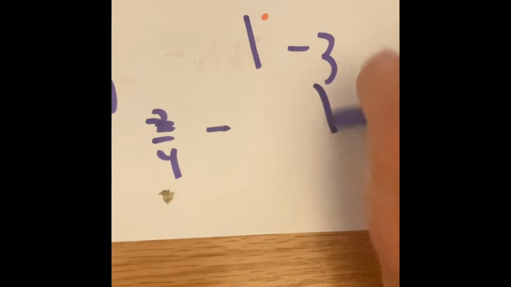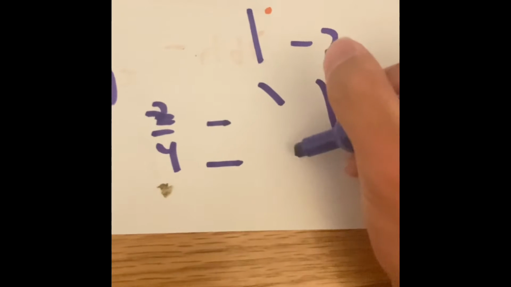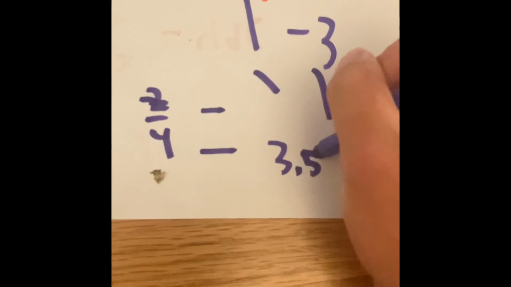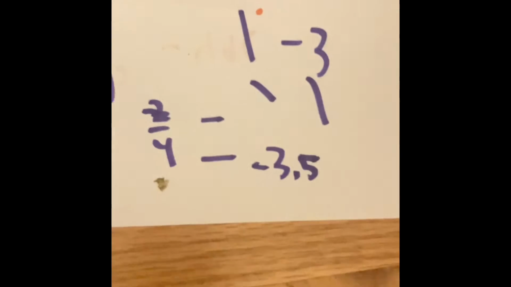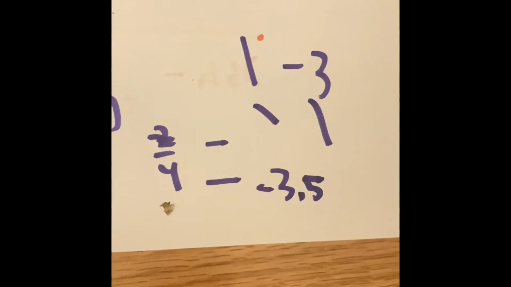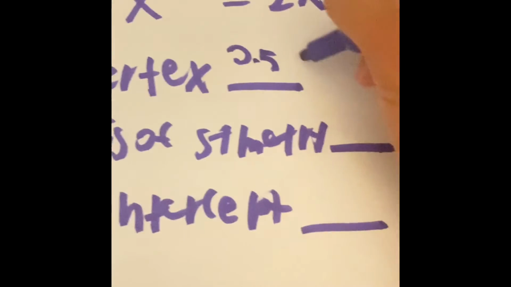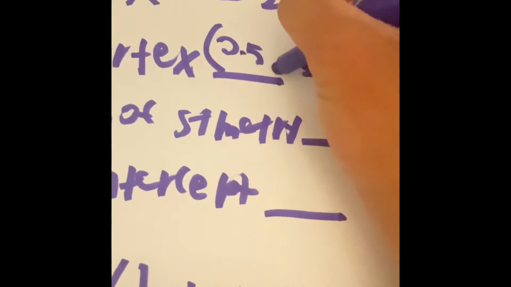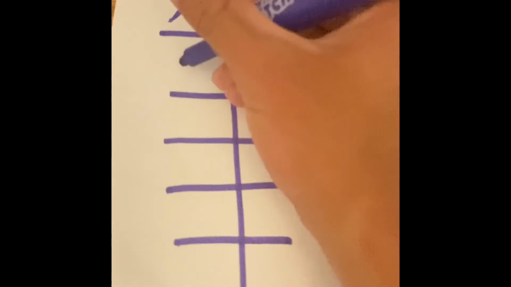And we get an answer. When we do that, we get negative 3.5. So that is going to be the vertex: 0.5, negative 3.5. That's going to be our first point. We only need 2 more.